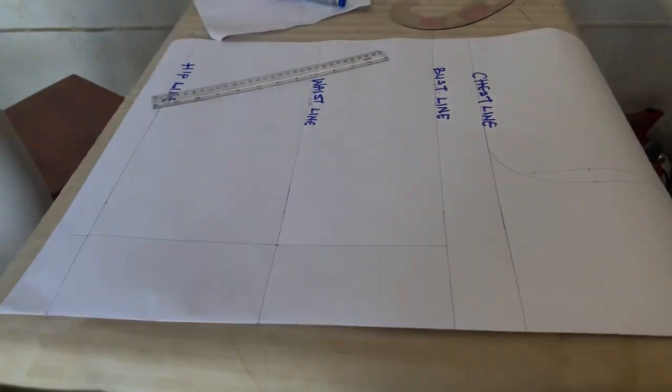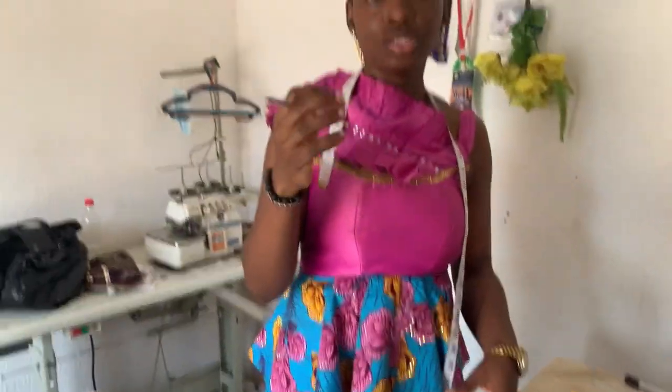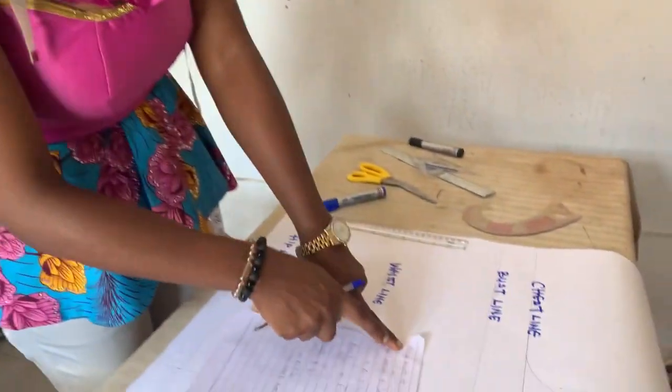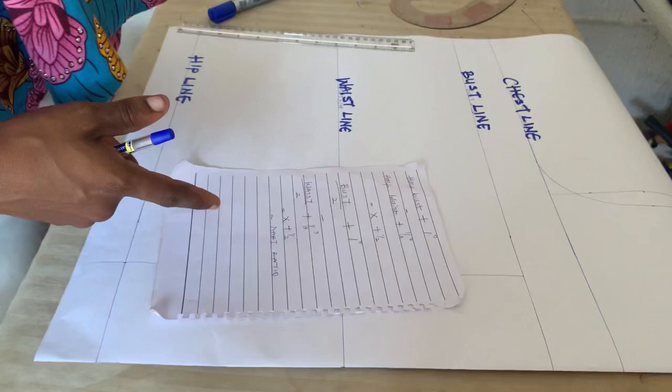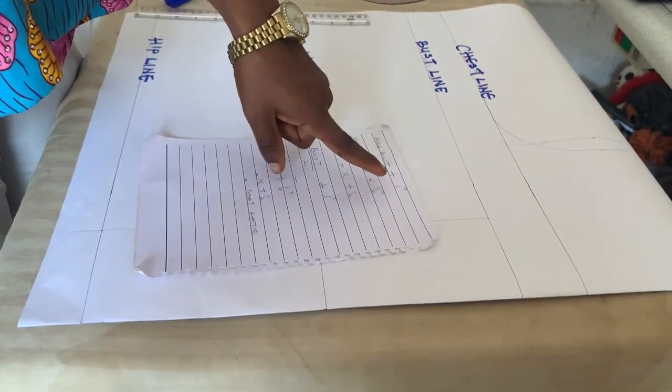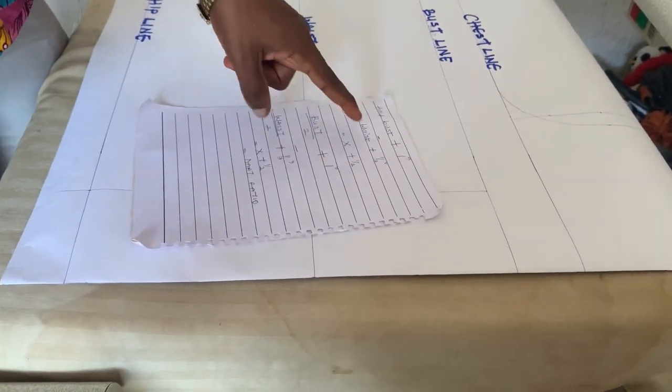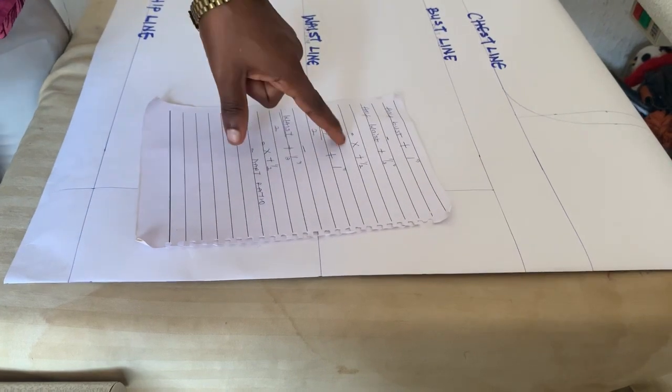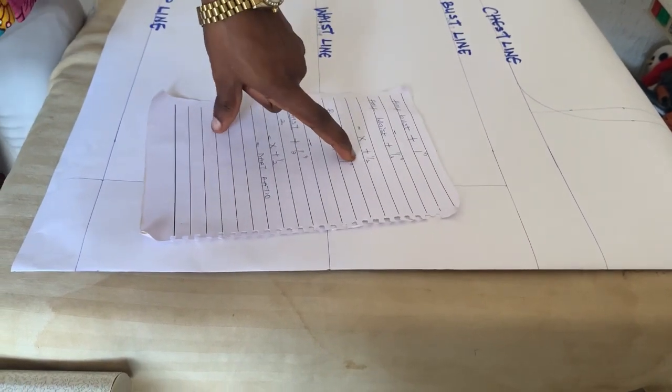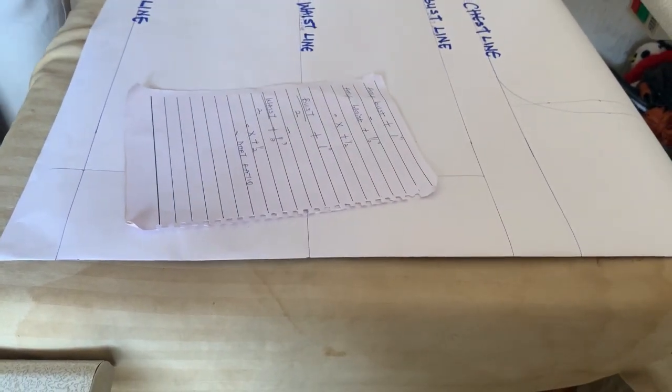and keep paying attention. To actually calculate your own dart measurement, there is a formula to it. I got this formula based on my research on dart manipulation. The formula goes thus: you take your half bust, which is your bust divided by 2, plus 1 inch, minus half waist plus half inch. Whatever you get, you're going to be adding half an inch to it. That is your dart ratio.